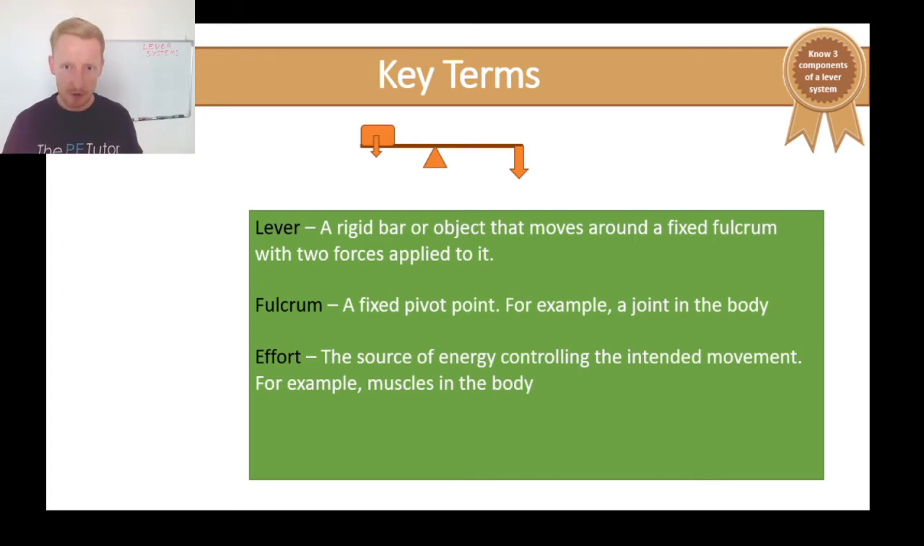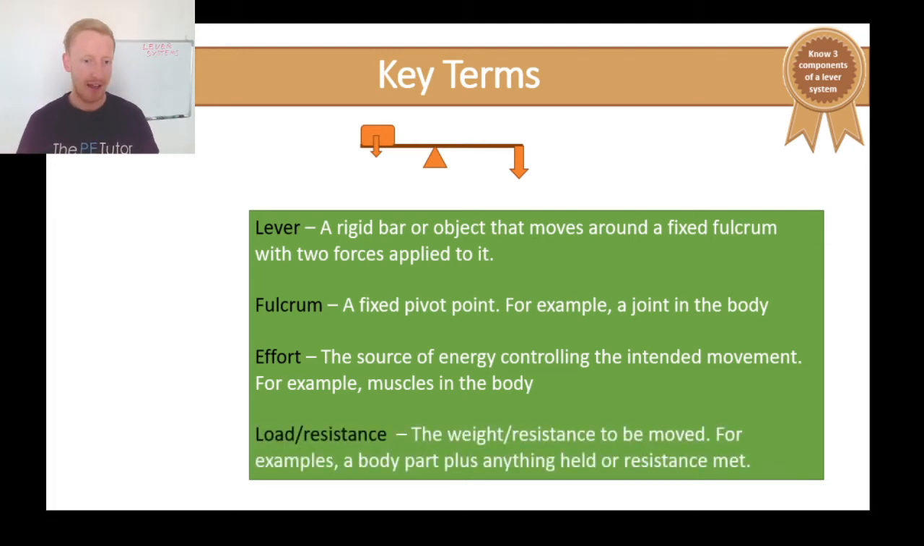We have effort, which is production of energy or the release of energy into the structure or the lever system itself. And then we have the load or the resistance that we're working against. So if we take this example here, the one just above the green box, we've got that pivot point with the lever sitting on top, so this seesaw action.